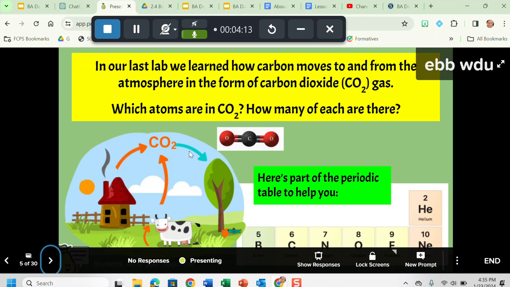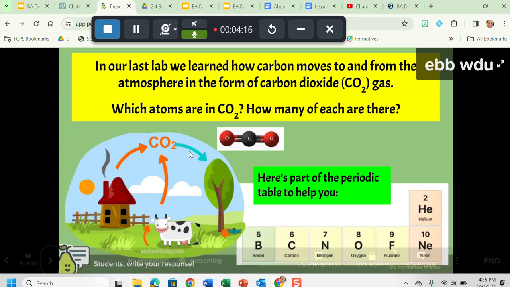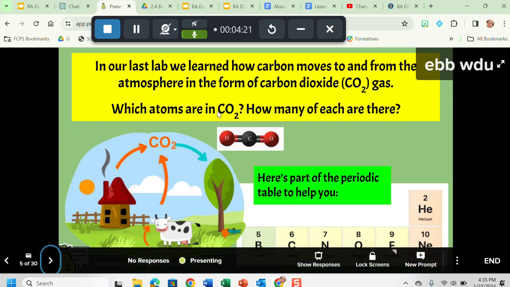In our last lab, we learned how carbon moves around in the atmosphere in the form of carbon dioxide gas. So if I have CO2, that's carbon dioxide. First, I know the types of atoms, the elements involved. That would be the C and the O. C is carbon, O is oxygen. If I have 1 molecule of carbon dioxide, it's going to have 1 carbon atom and 2 oxygen atoms. When you're looking at the periodic table, this is just going to help you remember the letters that represent each one of our elements.